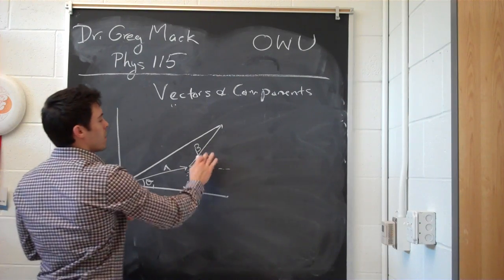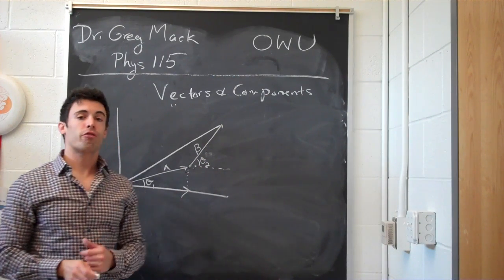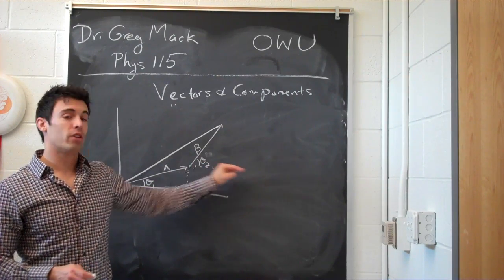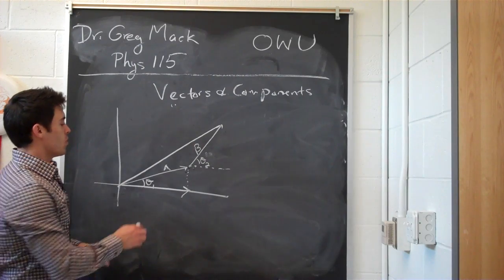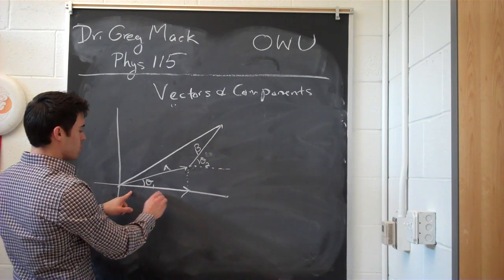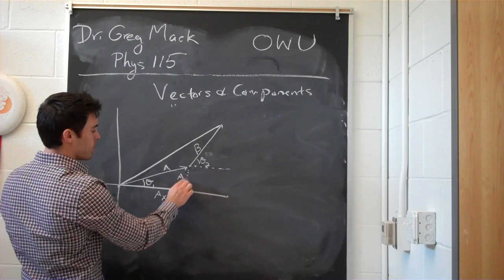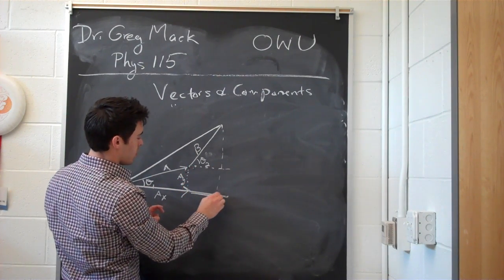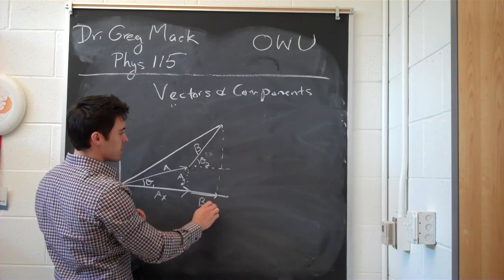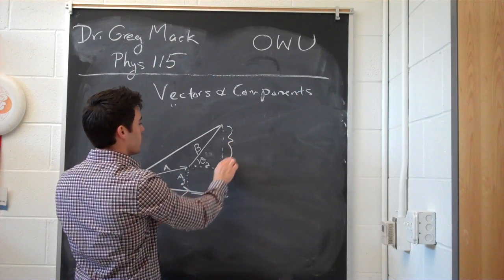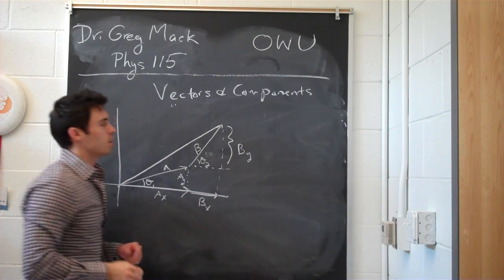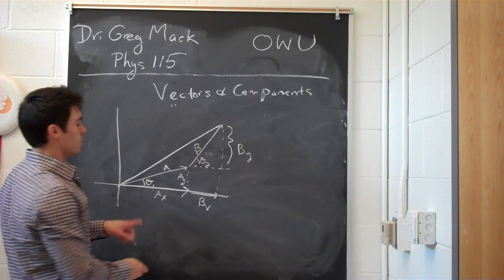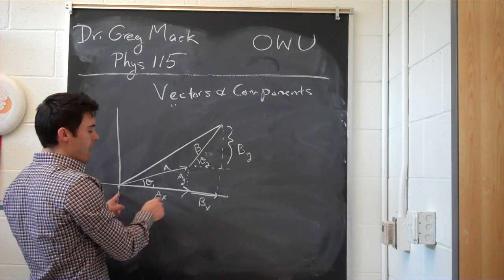The theta, unless otherwise stated, will always be measured from the x-axis. So that angle is measured from a line parallel to the x-axis right there. Okay? So this is going to be AX, this is going to be AY, and then from here to here is going to be our BX, and from here to here is going to be our BY.